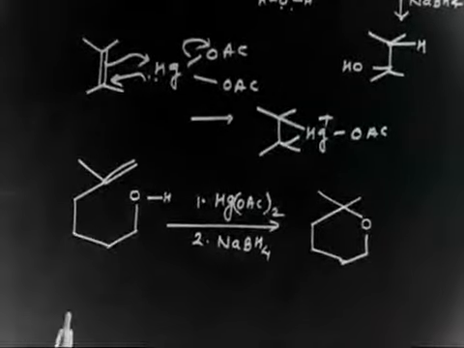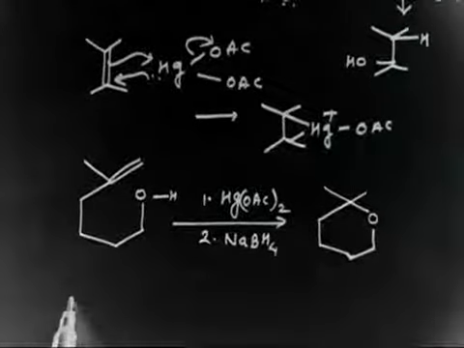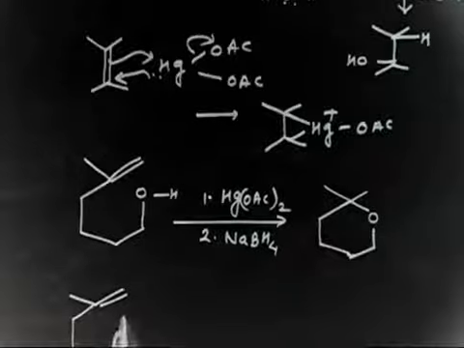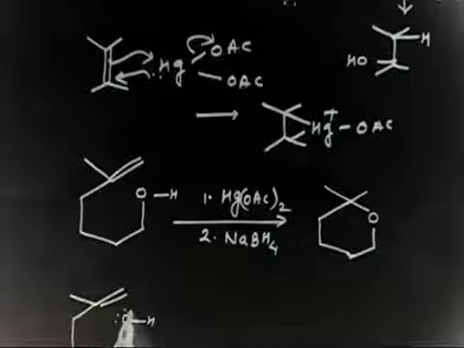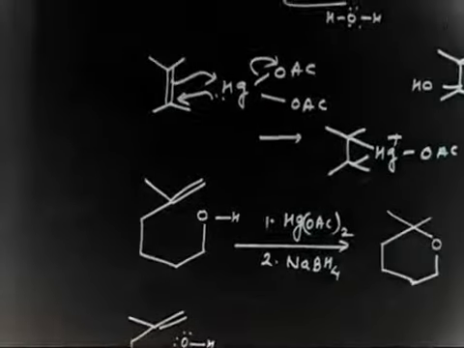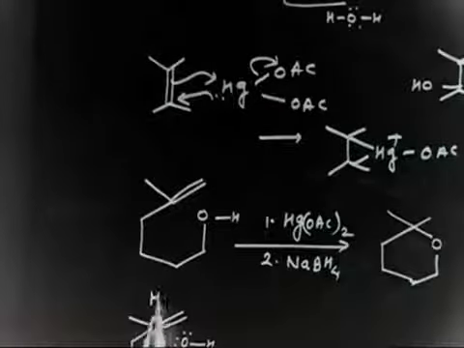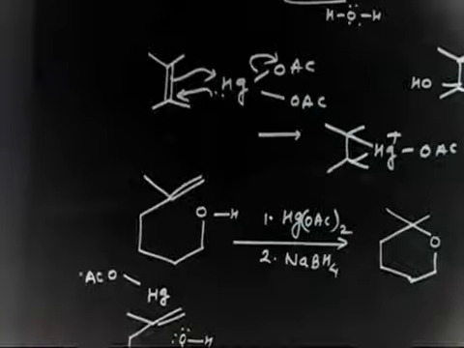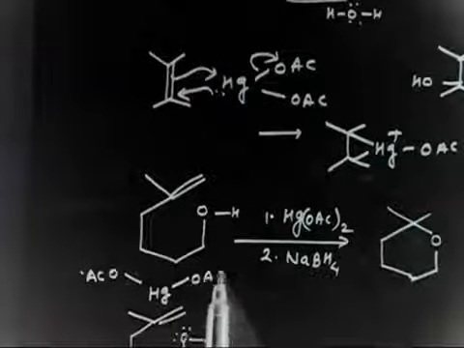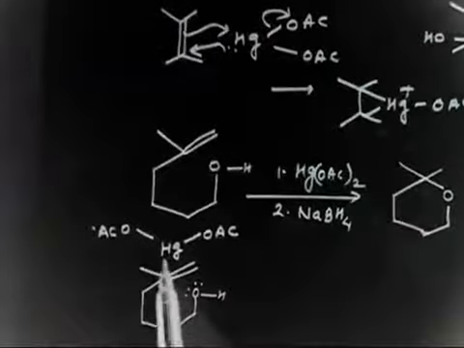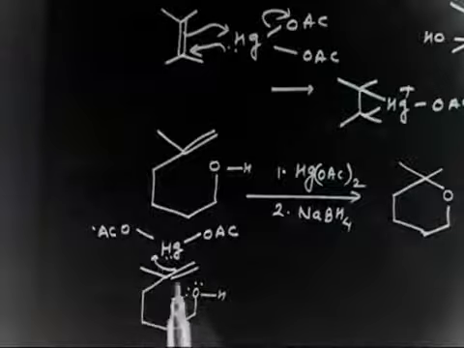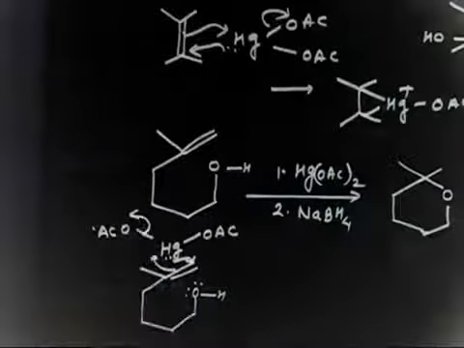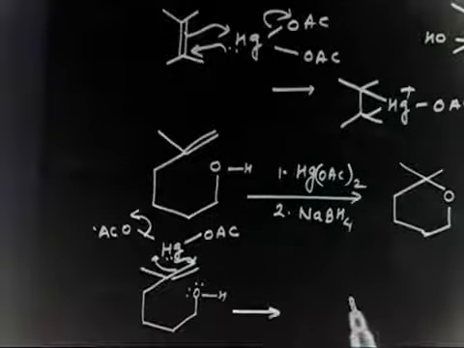I think all of you have done this one. So let us see what will happen in this case. You have a double bond here and you have OH. The first step is the same. You have HgOAc, so you will form a cyclic intermediate. We have OAc, so let us put this OAc this side, and another OAc here. What is happening in the first step? This double bond comes here, and this goes here. So you will have a cyclic intermediate here.